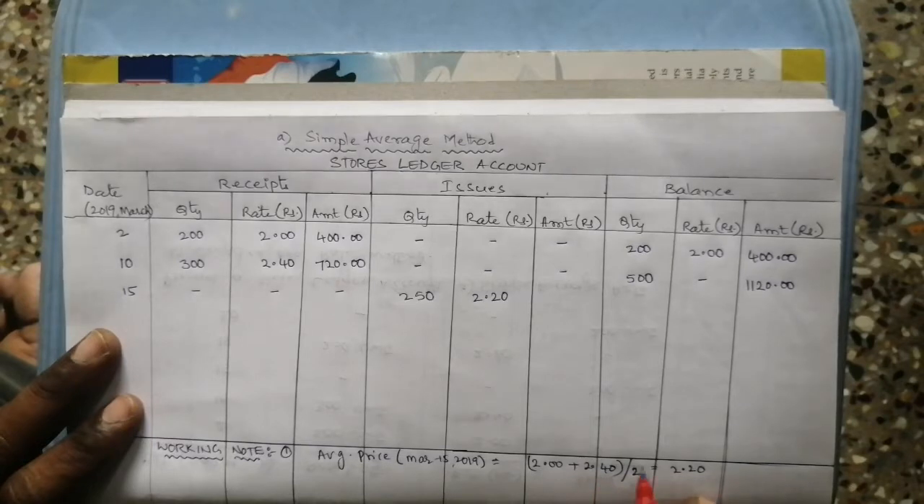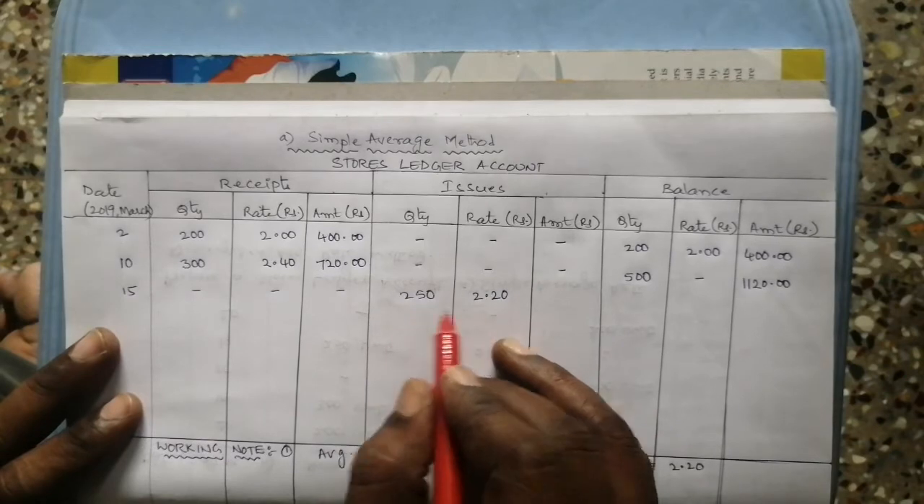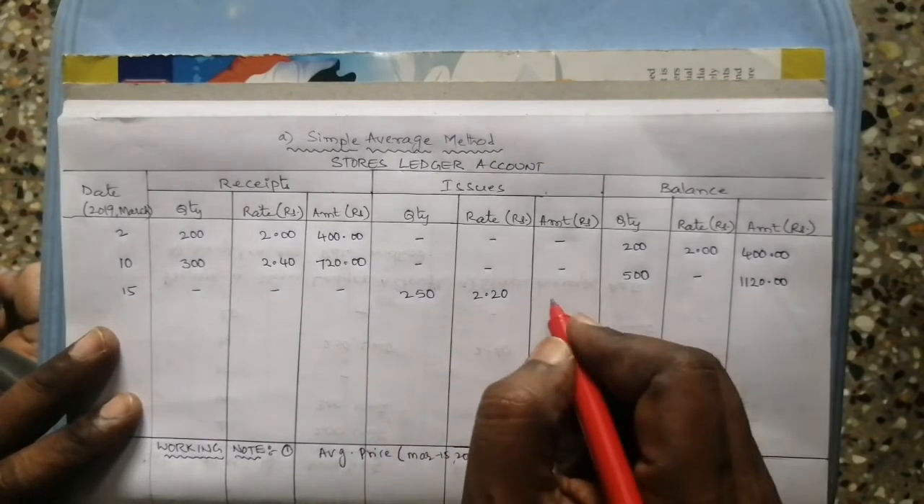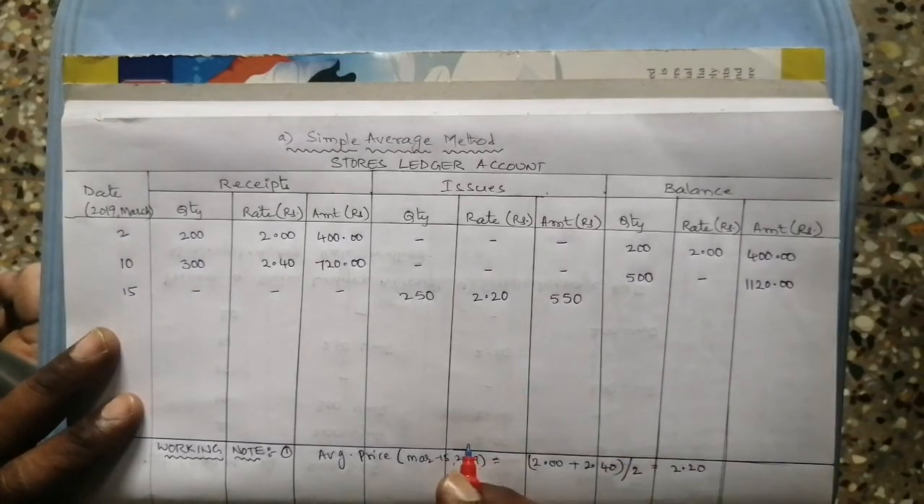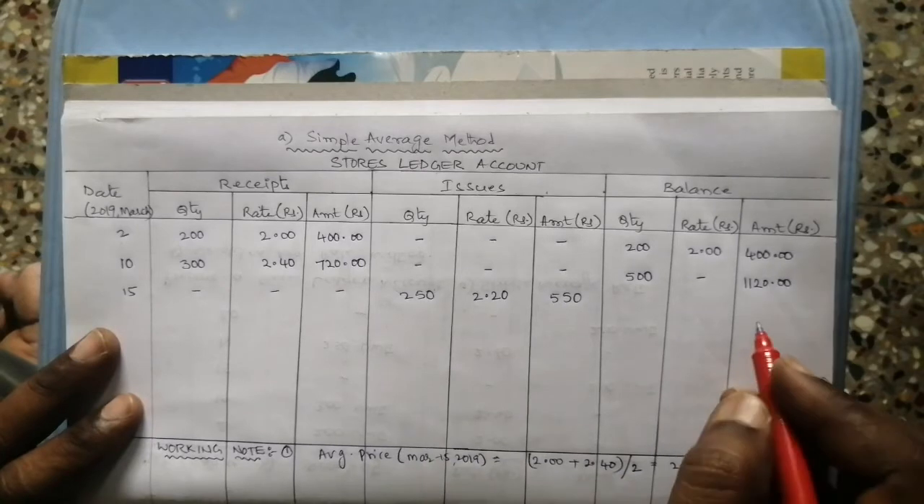So 4 rupees 40 paisa divided by 2. Two prices were added, because of that we are dividing by 2. So the average price is 2 rupees 20 paisa. So 250 units of material into 2 rupees 20 paisa per unit is equal to 550. 550 is the amount which is issued.